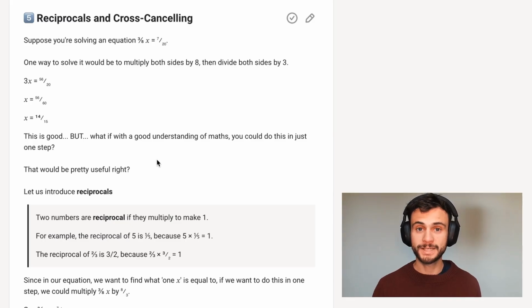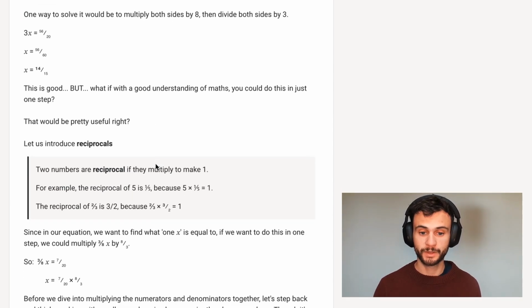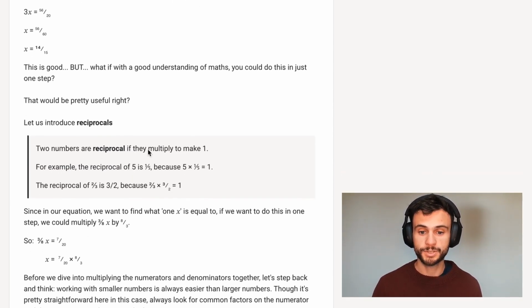So for that reason, we are going to introduce reciprocals. Two numbers are reciprocal if they multiply to make 1. For example, the reciprocal of 5 is 1/5, because 5 times 1/5 equals 1. Equally, the reciprocal of 1/5 is 5. So those two numbers are reciprocal to each other. The reciprocal of 2/3 is 3/2, because 2/3 times 3/2 equals 1.